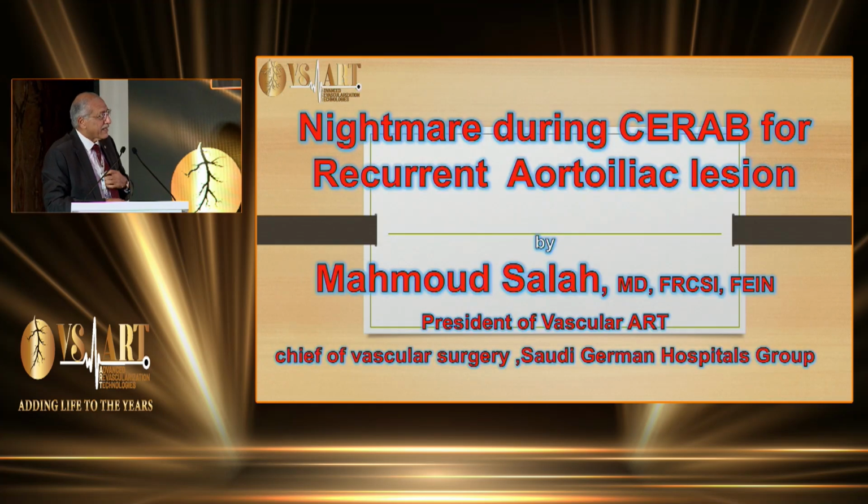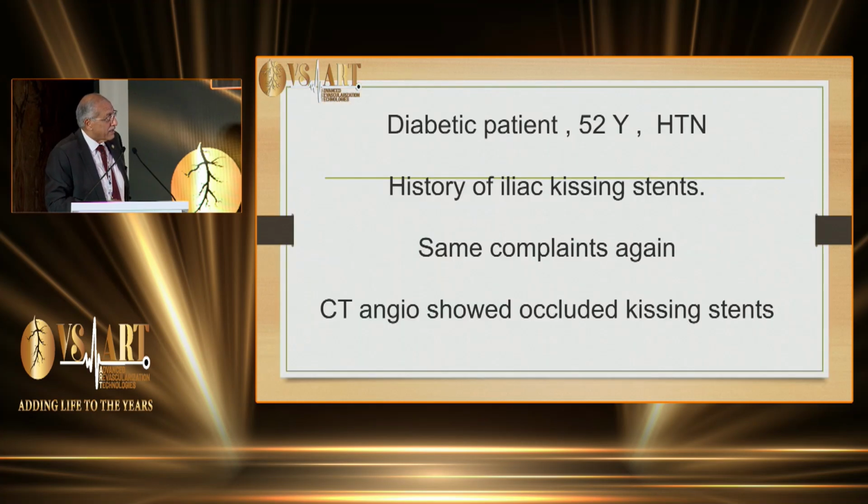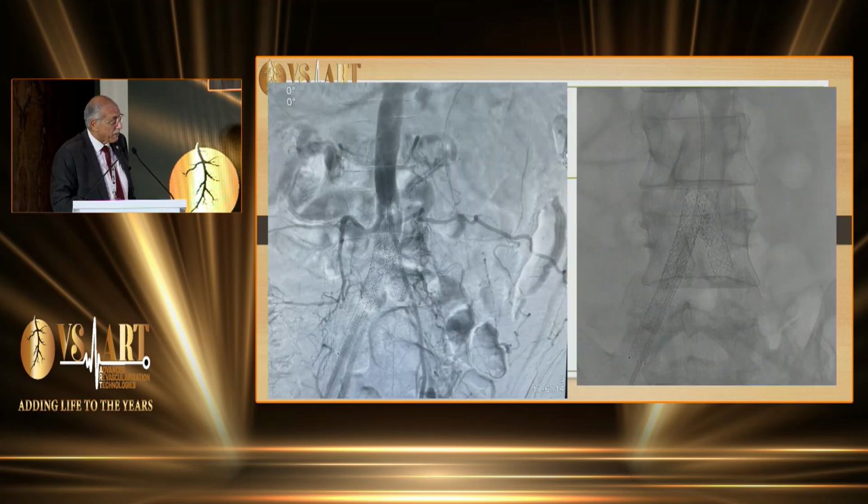Anyhow, it's a nightmare actually doing CERAP for a recurrent aortoiliac lesion. The patient is diabetic, 52, hypertensive, had a history of iliac stents a few months back, but the same complaints again, and CT angio showed occluded kissing stents.